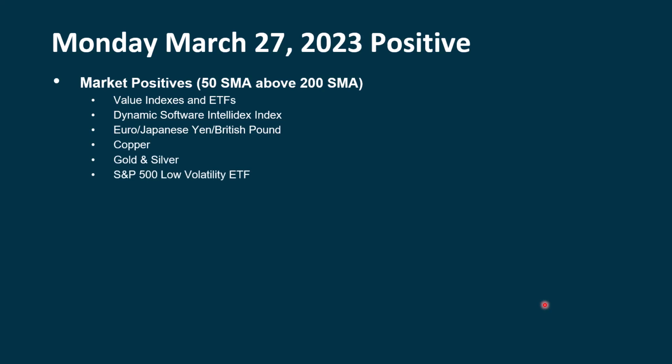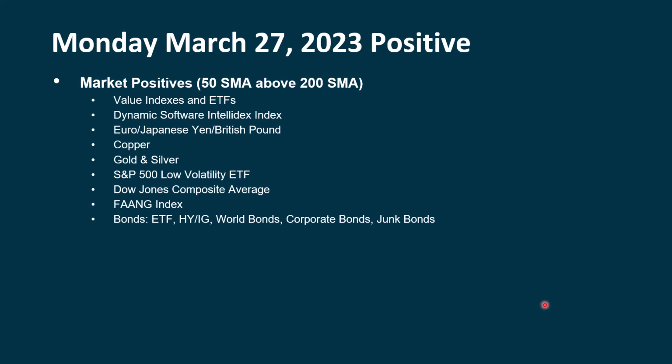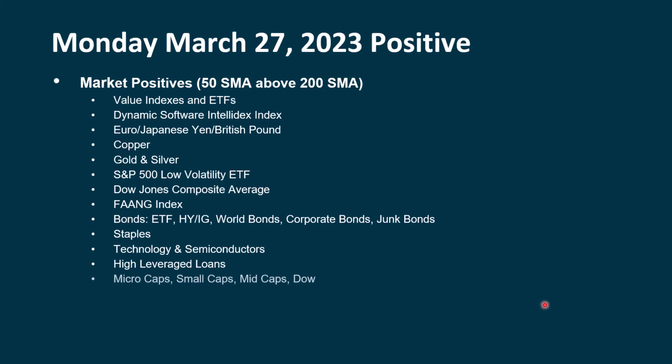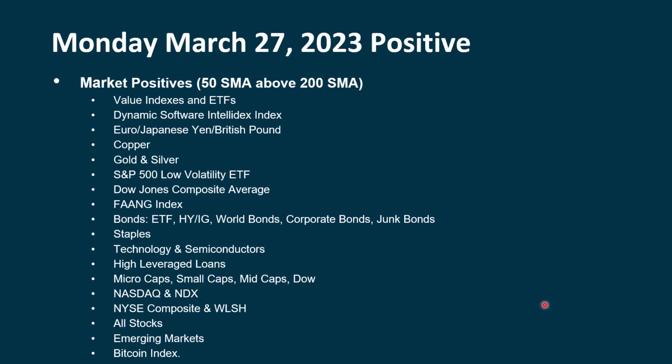Copper, gold and silver, low volatility stocks, the Dow Jones Composite Average, FANG Index, bonds including the ETF, the high yield bonds, the investment grade bonds, world bonds, corporate bonds, and junk bonds, staples, the tech sector and semiconductors, the high leverage loans, they're hanging in there. The micro caps, small caps, mid caps, and Dow still have overall uptrends. The NASDAQ and the NASDAQ 100, the NYSE Composite, as well as the Wilshire, all stocks, emerging markets, and Bitcoin.